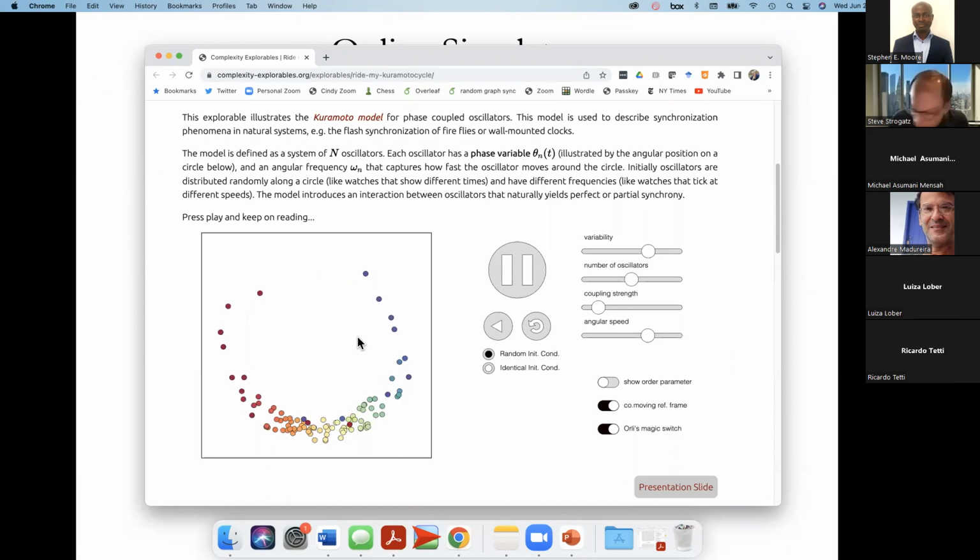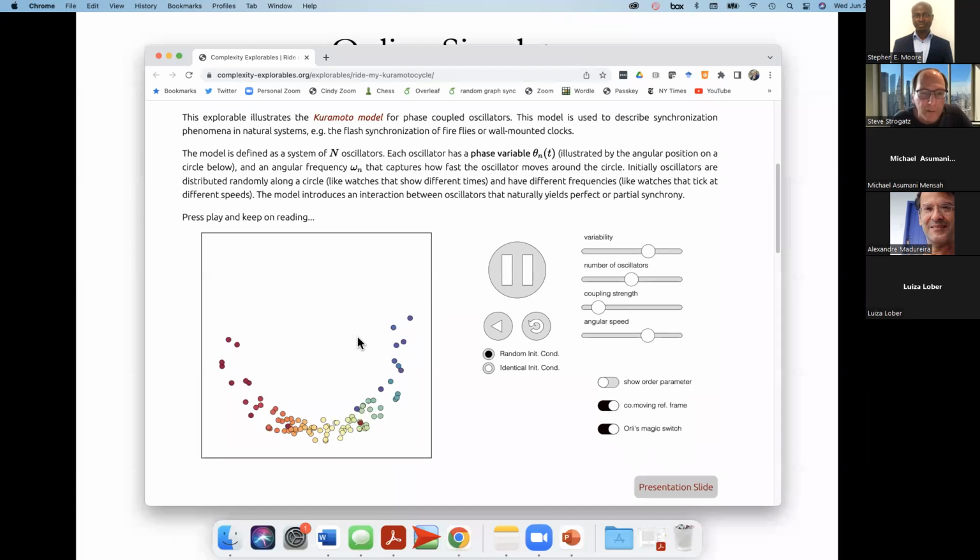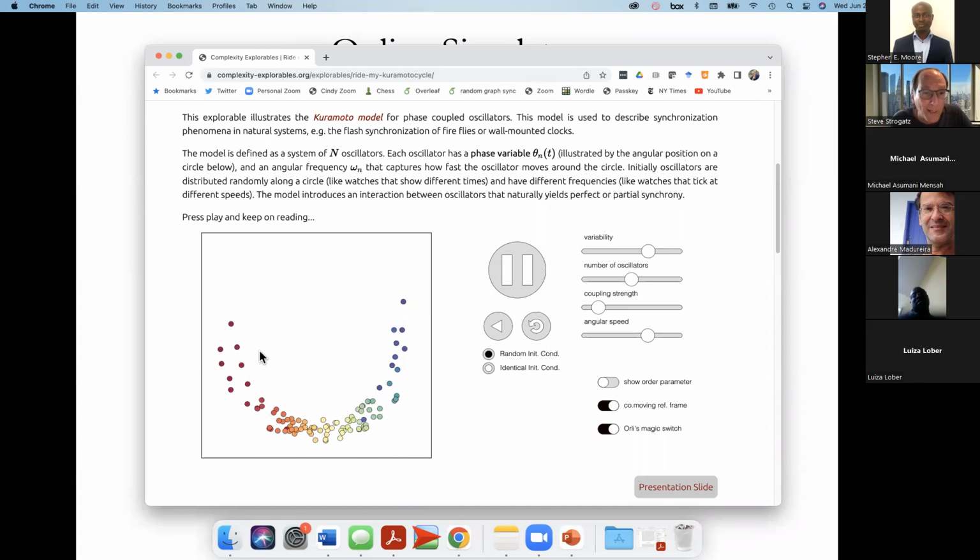Question? Yes, please. This happens only because of the random omega i, right? If you didn't have it, then you wouldn't have this effect. Exactly right. That's the point. It's because we have this distribution of the omegas, and it has tails. And so the oscillators in the tails, if the coupling is not strong enough, some of those oscillators break away. That's what we're seeing.